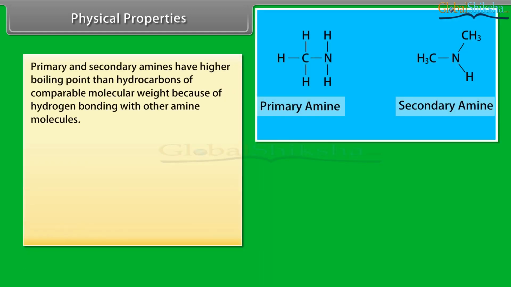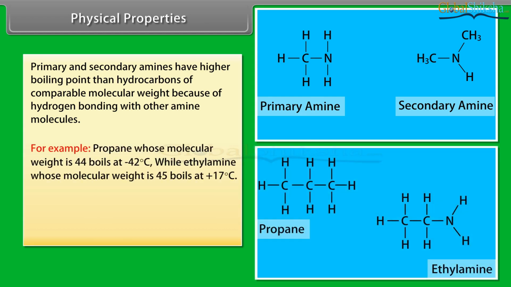Primary and secondary amines have higher boiling point than hydrocarbons of comparable molecular weight because of hydrogen bonding with other amine molecules. For example, propane, whose molecular weight is 44, boils at -42 degrees Celsius, while ethylamine, whose molecular weight is 45, boils at +17 degrees Celsius.